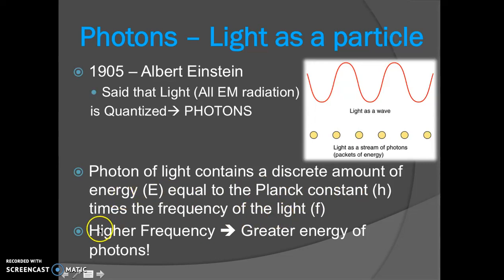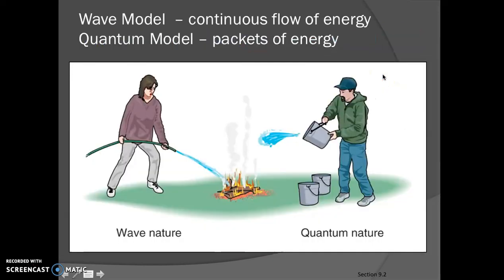So what does this tell us? It tells us that the higher the frequency, the greater the energy of that photon. But that photon can also move like a wave. It's called the wave-particle duality. So a simplistic idea to think about this is like water acting like a light. The wave nature of light would be like energy flowing from a hose. It's a continuous flow of energy.